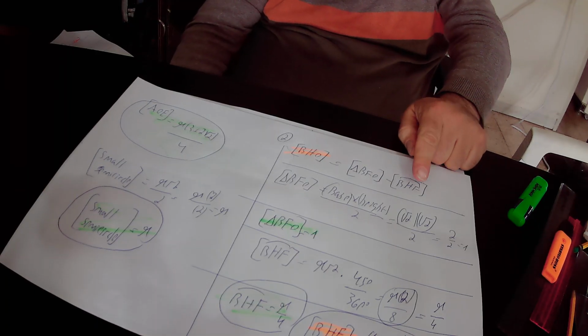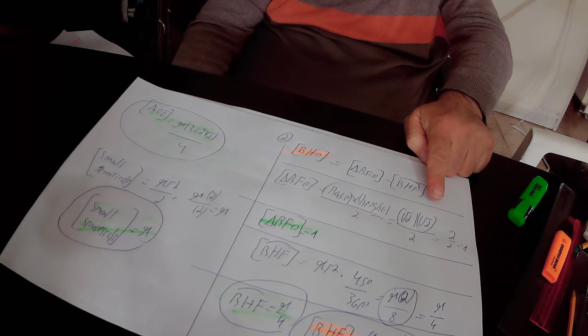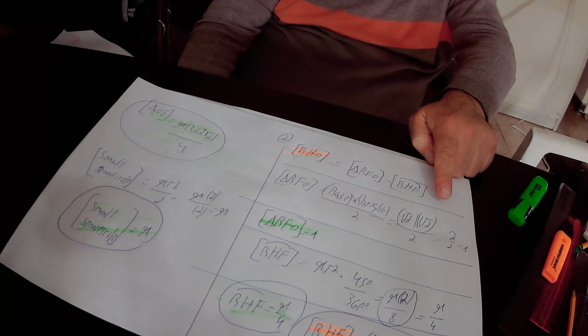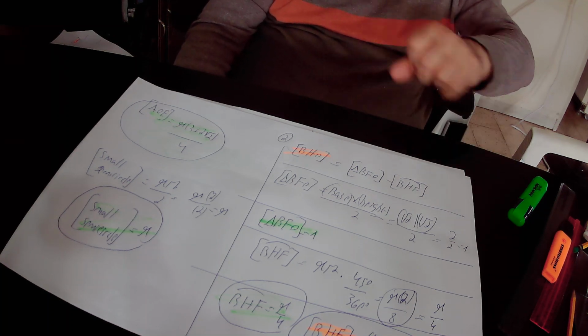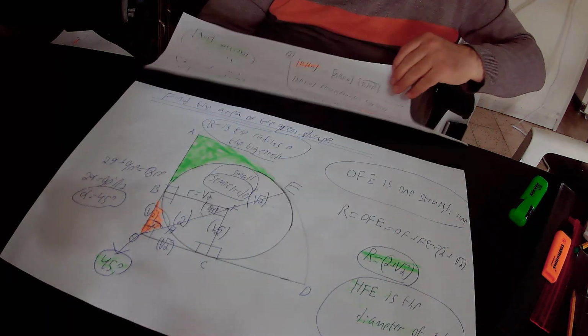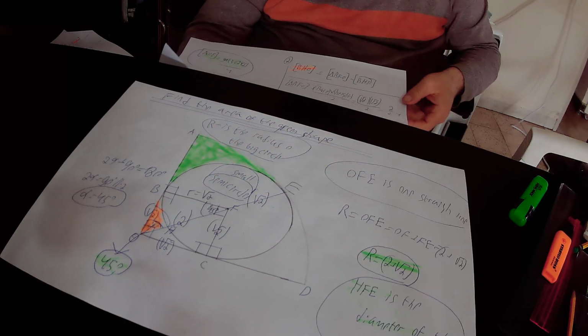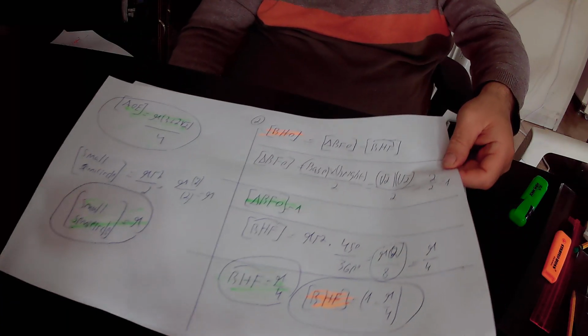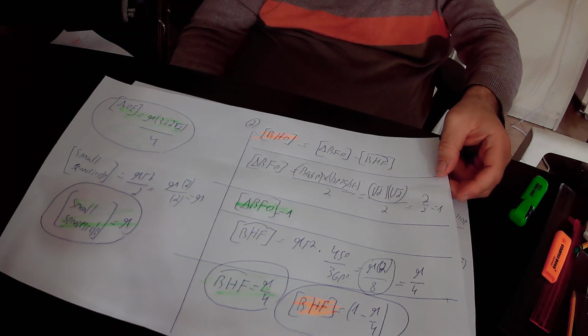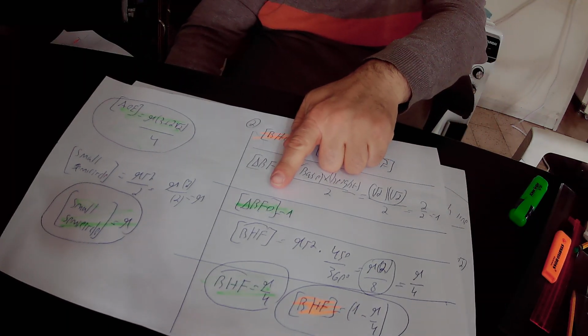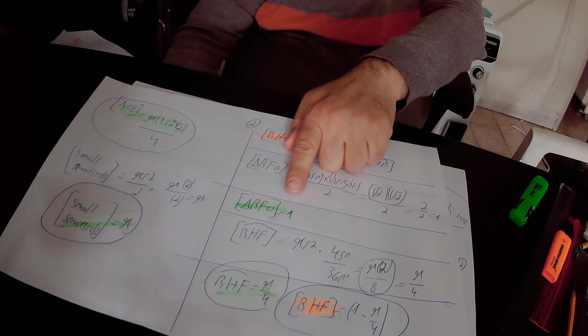The base equals the square root of 2, and the height also equals the square root of 2 divided by 2. Square root of 2 times square root of 2 is 2, and 2 over 2 is 1. So in conclusion, we found that the area of this right triangle BFO equals 1 square unit.